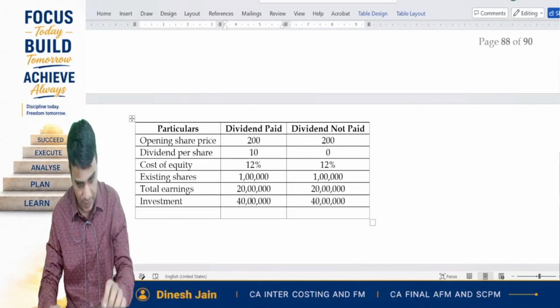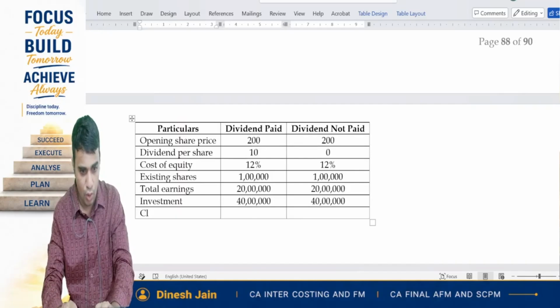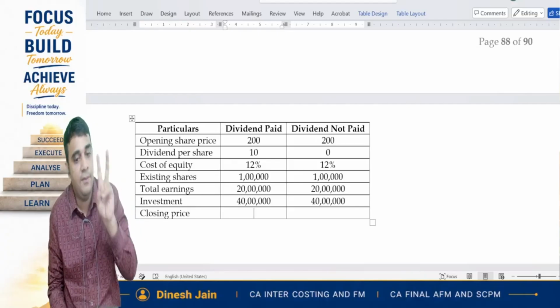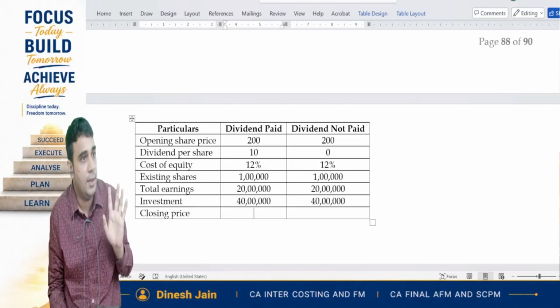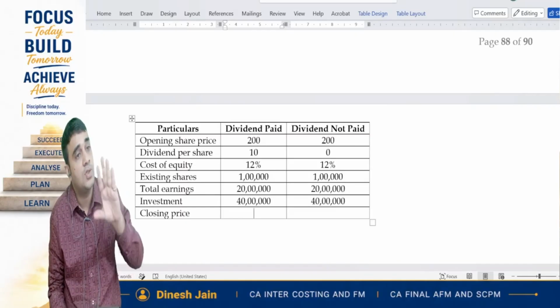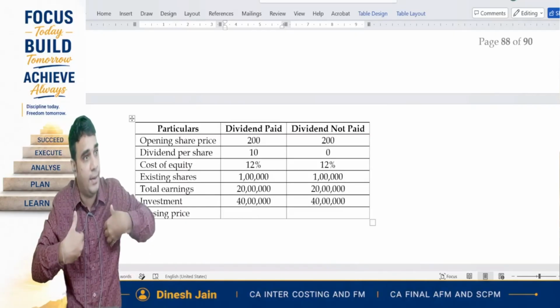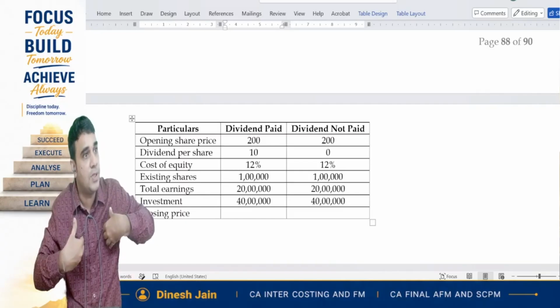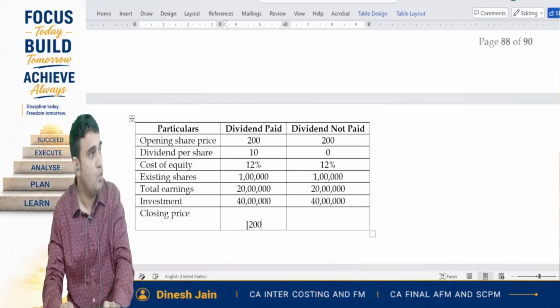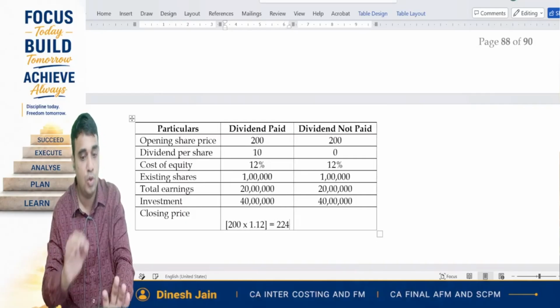Okay, the first thing he said is closing price. When I invest in this company, I will buy it at 200. What is the cost of equity given? Cost of equity is my required return. As an investor, I want a return of how much? 12%. So by the end of the year, 200 should at least become 224.